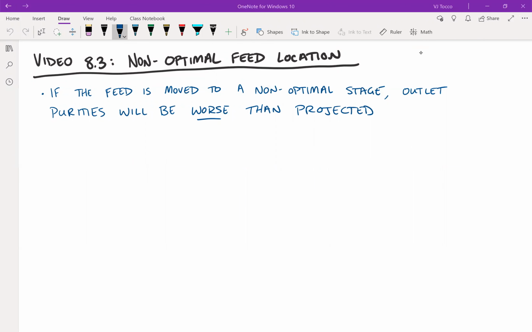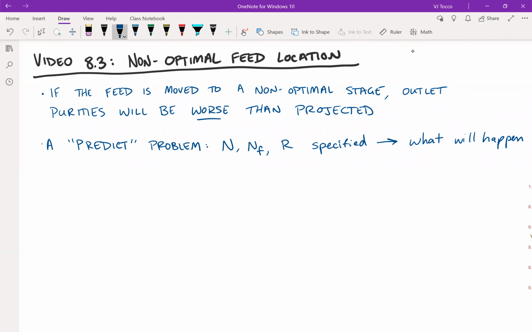This is kind of like a predict type problem where you have N, you have the feed stage, or you're specifying a feed stage that may or may not be non-optimally located, and you want to predict what the purities are. So in this type of problem, again, you have the number of stages, you have the feed stage, and you have the reflux ratio. And your job as the engineer is to figure out what is going to happen. What will be the prediction for what purities you'll see? And from those purities, you can then calculate whatever molar flow rates you'll have as well.